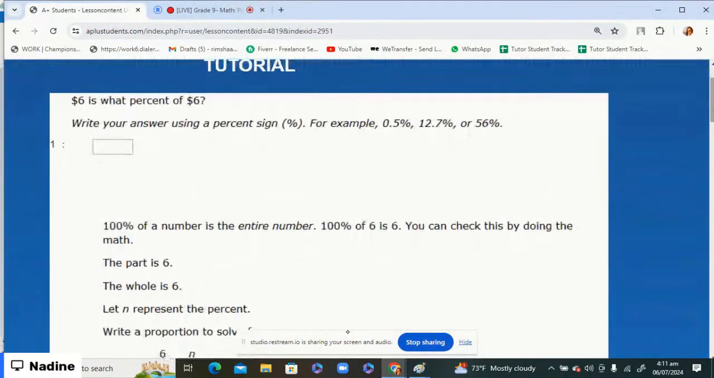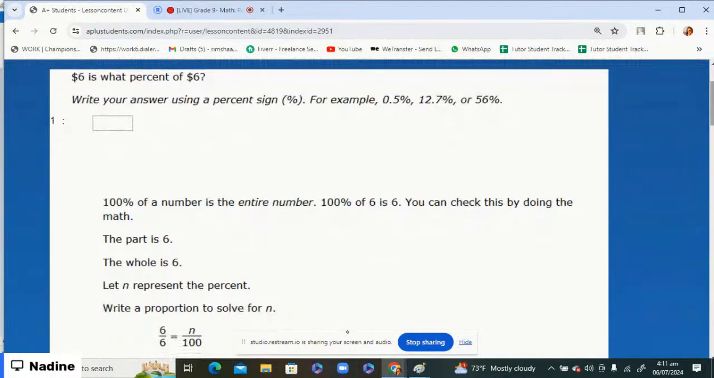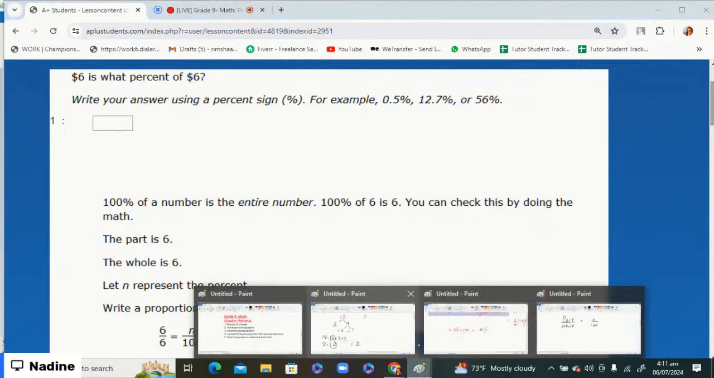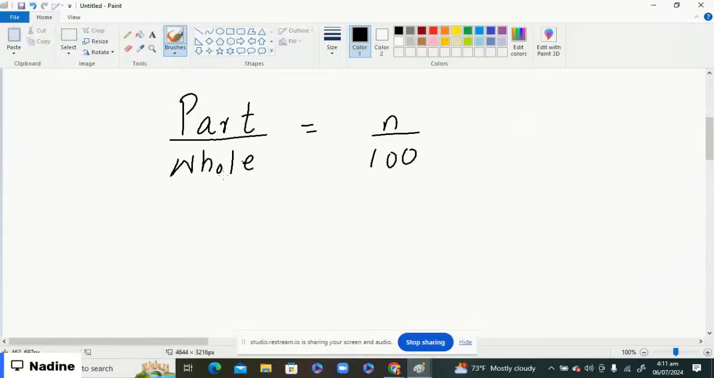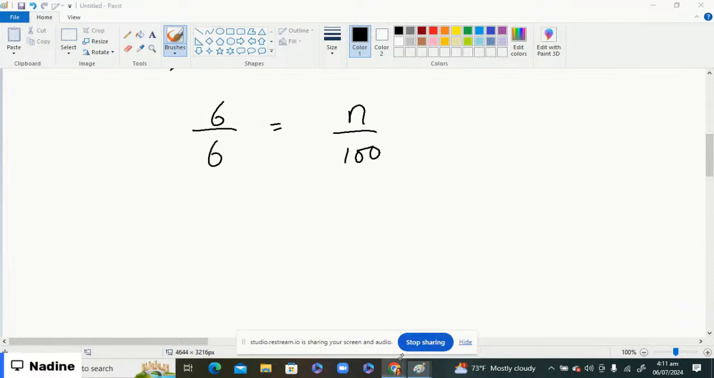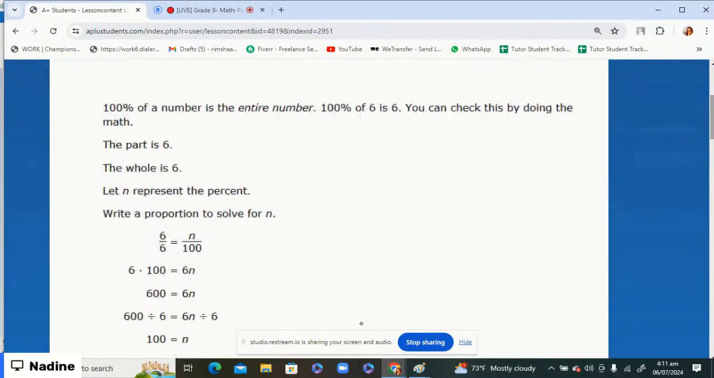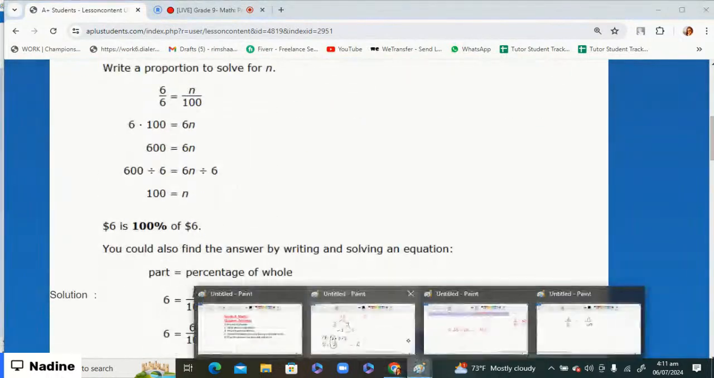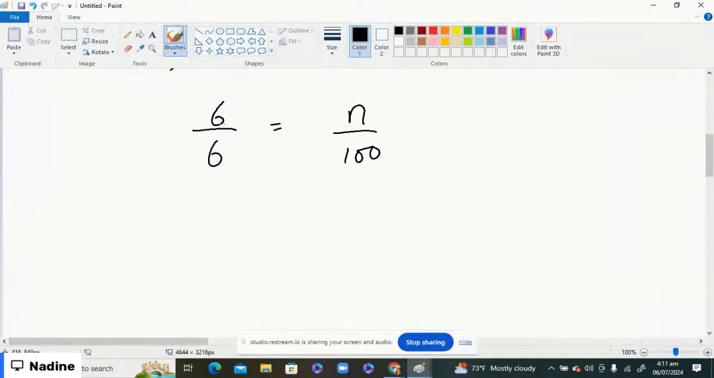Look at the question: $6 is what percent of 6? Here 6 is the part and the next 6 is the whole. And n is not given, we are going to find it out. So part is 6, whole is 6, n is not given, and here is 100. Now you need to cross multiply. If it's not easy for you to cross multiply, then you can solve it this way. Just multiply this 6 with that 100, and this 6 with that n.